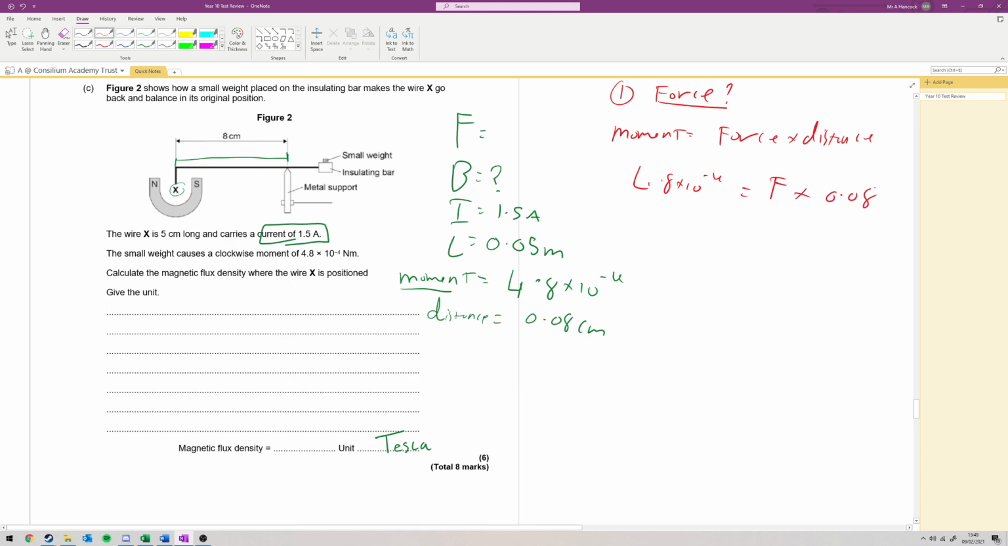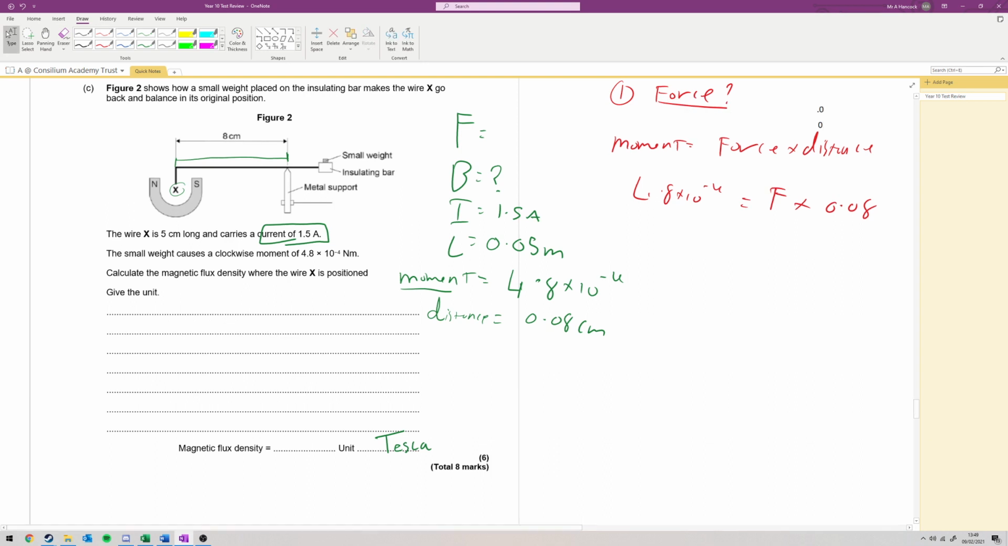Now I'm just going to get my calculator again and try not to chuck it around my room. 4.8 times 10 to the minus 4, and I'm going to divide that by 0.08. And that gives me an answer of 6 times 10 to the minus 3. So force equals 6 times 10 to the minus 3. So there it is. That's in newtons.